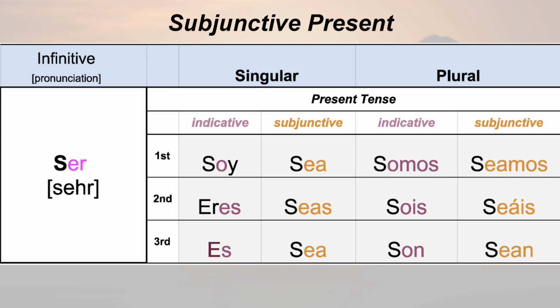For example, first person singular soy will be sea. Second person singular eres will be seas. Third person singular es will be sea. First person plural somos will be seamos. Second person plural sois would become seáis. And third person plural son would be sean.